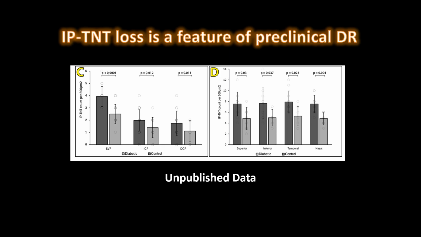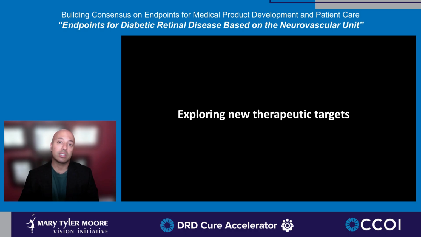We've recently submitted this data for publication where we've looked at changes in IPTNTs in patients that have preclinical retinopathy, so human eyes that don't even manifest a microaneurysm, yet they show diffuse and significant reduction in IPTNTs. So if we can visualize these structures clinically, then that's a really useful way of detecting very early retinal injury.